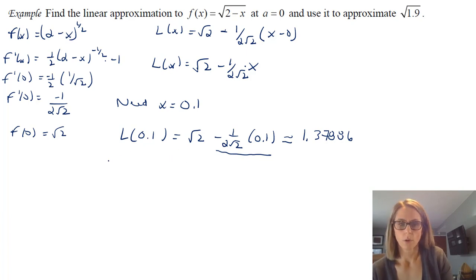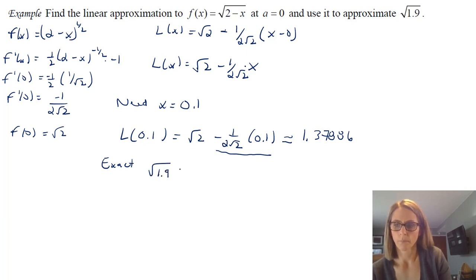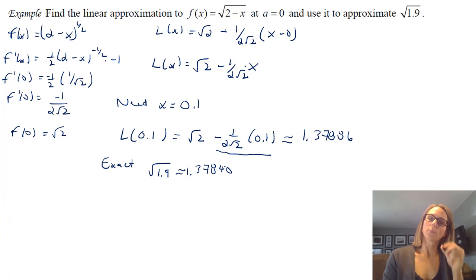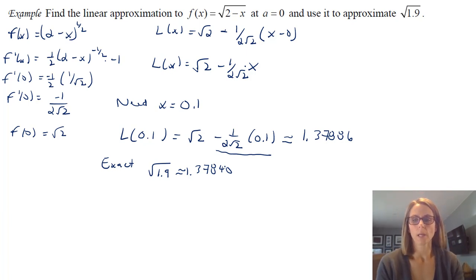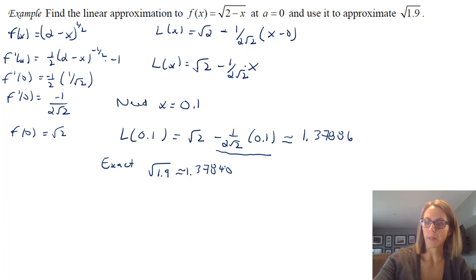And the exact value, if you put the square root of 1.9 into your calculator, is 1.37840. So you can see it's a pretty close approximation to the square root of 1.9. I mean, to 3 decimal places, it's just a little bit off. To 4 decimal places, it's a little bit more off. But it's still close. That's the whole point.